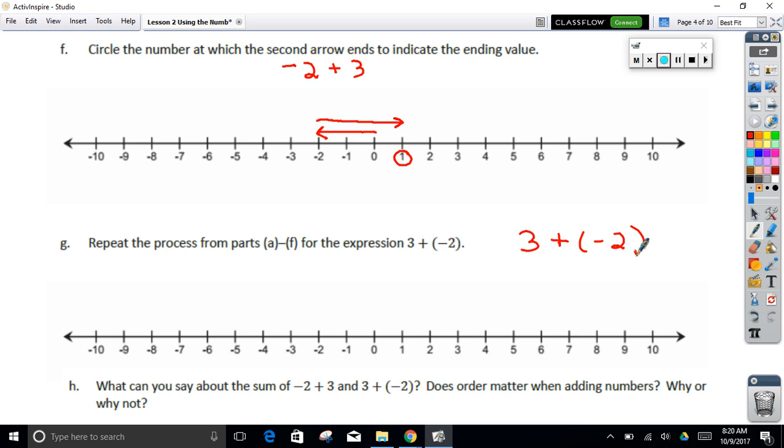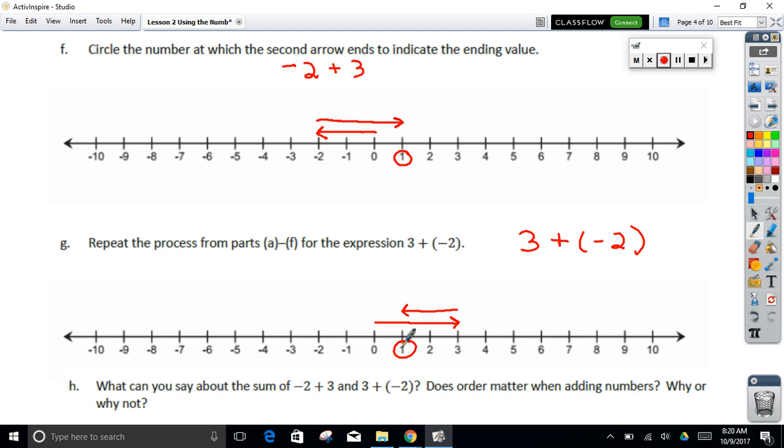Let's see, Zoe. Start at 0. Okay. And then go to the right to 3. Okay, we're going to go to the right 3 units. And then go back 2. Okay, back 2 units. And I end where? 1. Good.